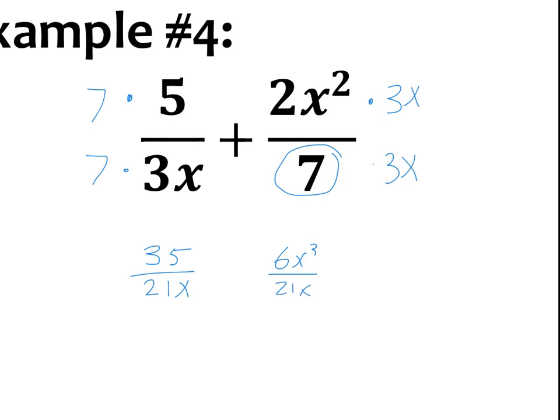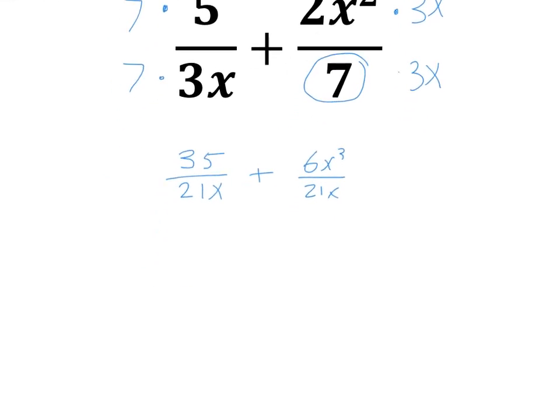7 times 3x is 21x. We're adding, and again, we're just adding the numerators. So when I add the numerators, I'm just going to write in standard form. There's no like terms to combine, so it's just 6x cubed plus 35 over 21x.